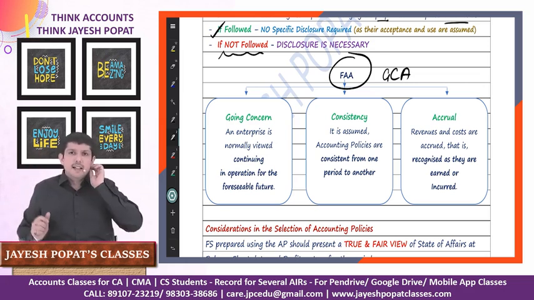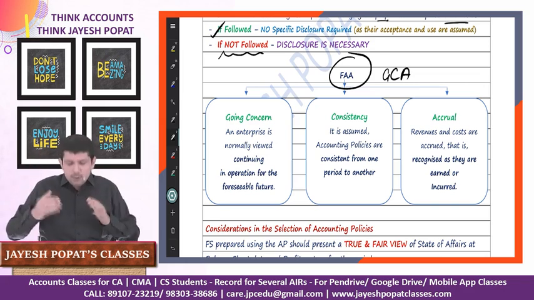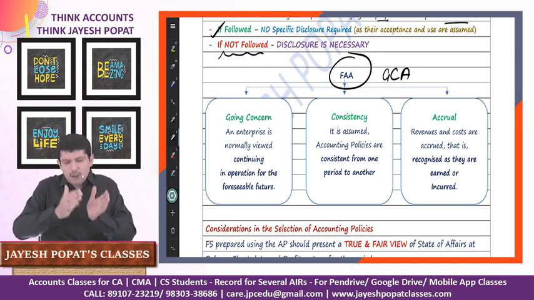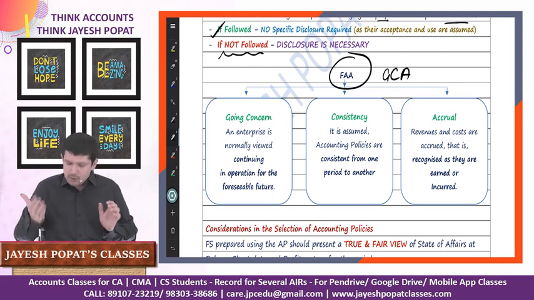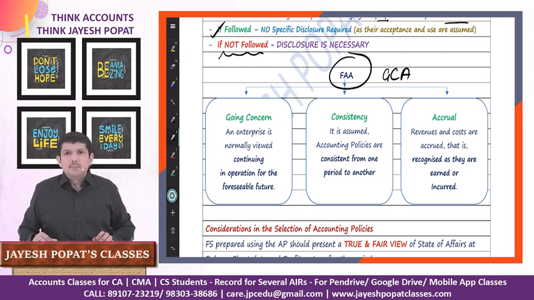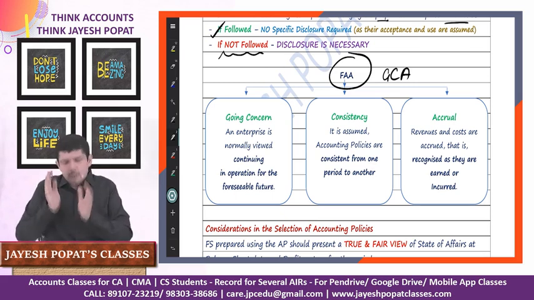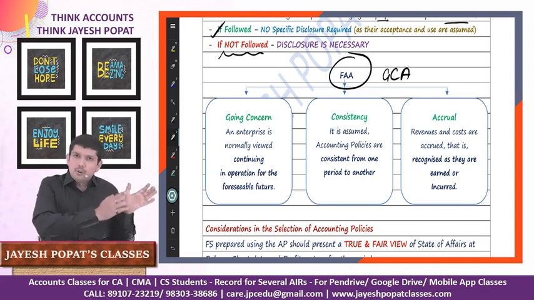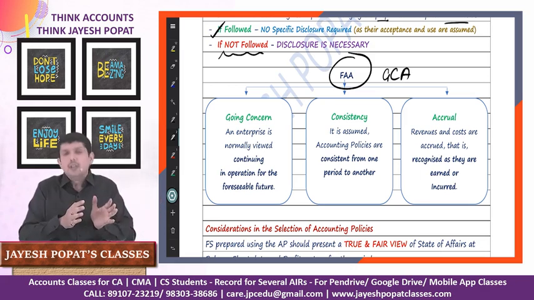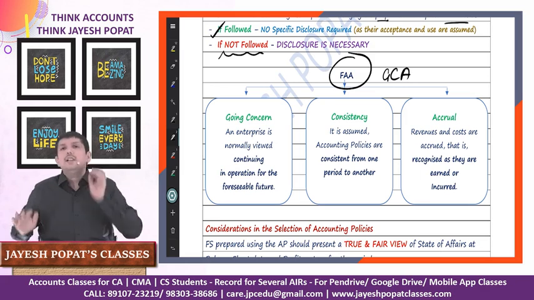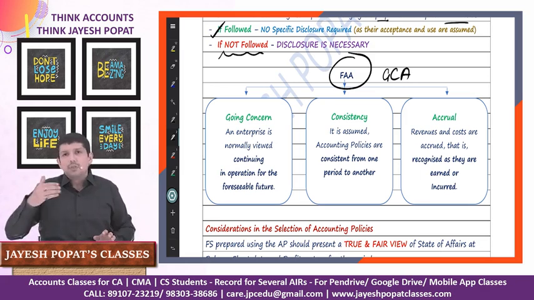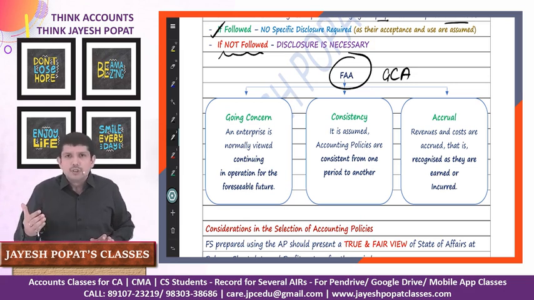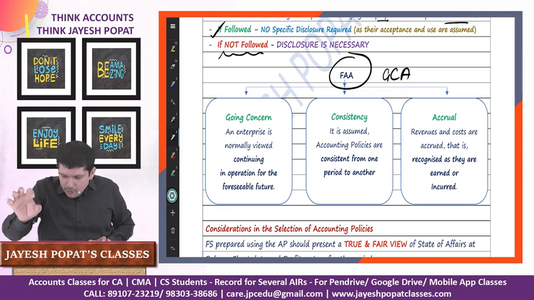Second, consistency. This principle states that you should consistently adopt and follow the accounting policies which you have followed in the prior year. So somebody who is reading the financial statement will assume that the accounting policies followed in the prior period are the ones used in the current period for preparation and presentation of the financial statement. So you should not change your accounting policies off and on. You should be consistently applying those policies over a period of time.